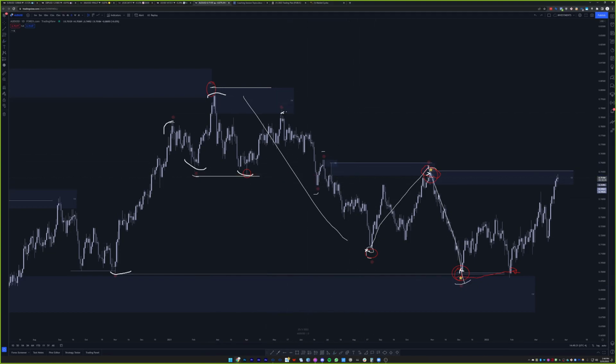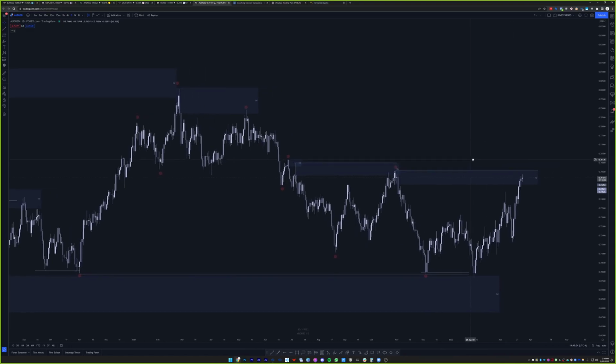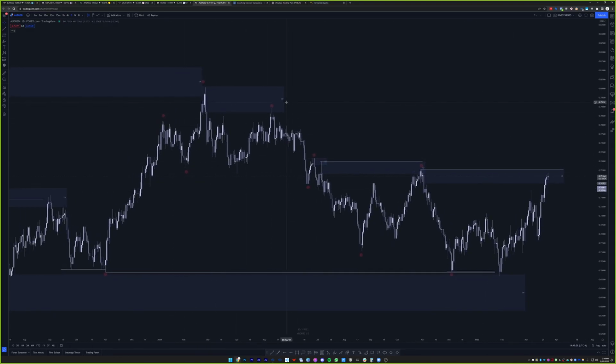Got it. Okay, let's compare mine now. Delete everybody's drawings. Sorry, Matthias, your time is up. So this is how I would mark it out. You guys are pretty close. This I would consider a sweep even on the 4 hour because it didn't close. So we're bearish on the daily, right? I think that makes sense.